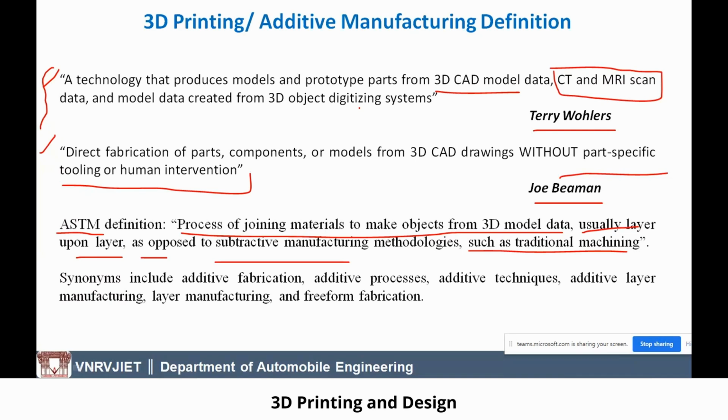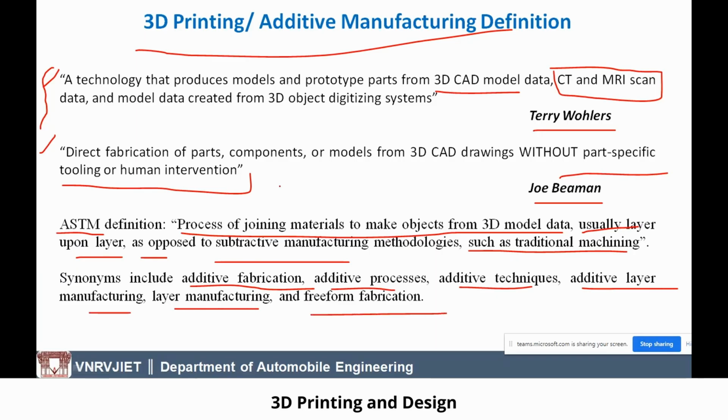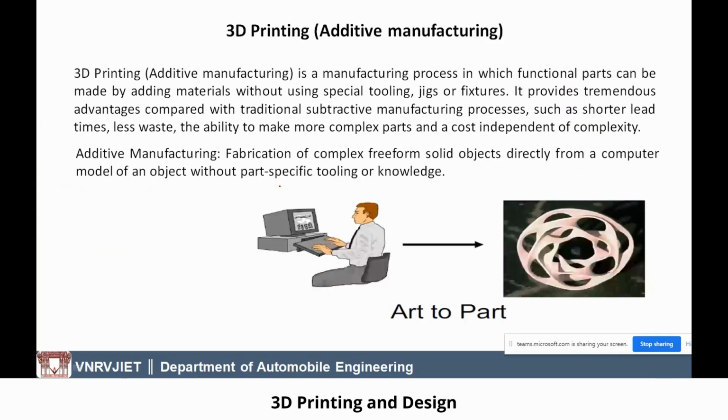Any of these definitions is acceptable. But 3D printing and additive manufacturing are both the same. Along with these two, there are other synonyms people use: additive process, additive technique, additive layer manufacturing, and free-form fabrication. These are the different synonyms for additive manufacturing or 3D printing. So what is this 3D printing process? Already we have defined it.